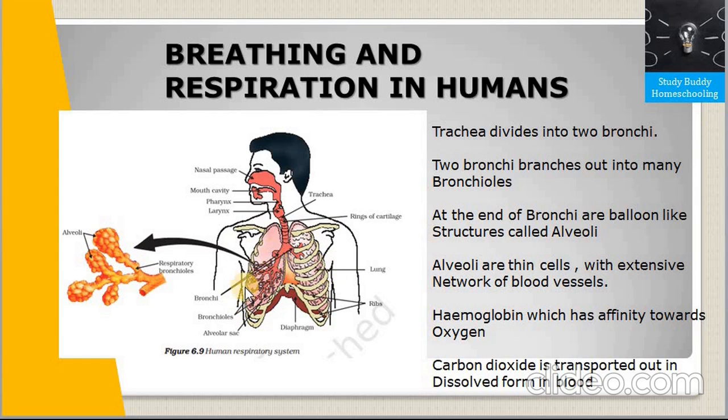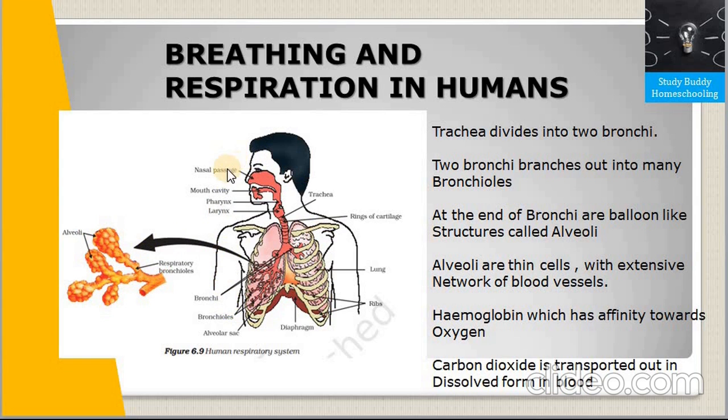So at the end of each bronchiole are balloon-shaped structures known as alveoli. You can see the picture here. These are balloon-shaped structures present at the end of each bronchiole. This balloon-shaped structure is composed of very thin-walled cells. Just like villi of the small intestine, they are also very thin-walled and supplied with an extensive network of blood vessels. So this is how the respiratory system looks like.